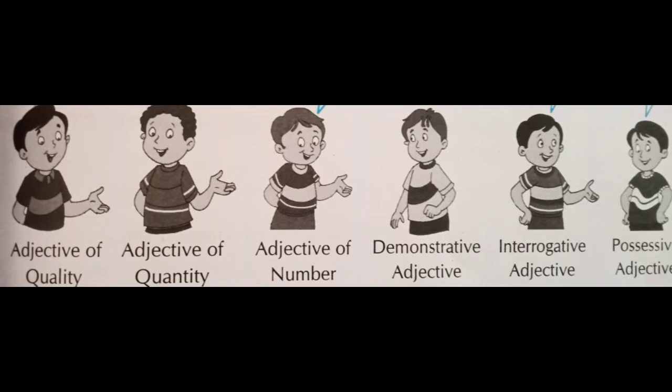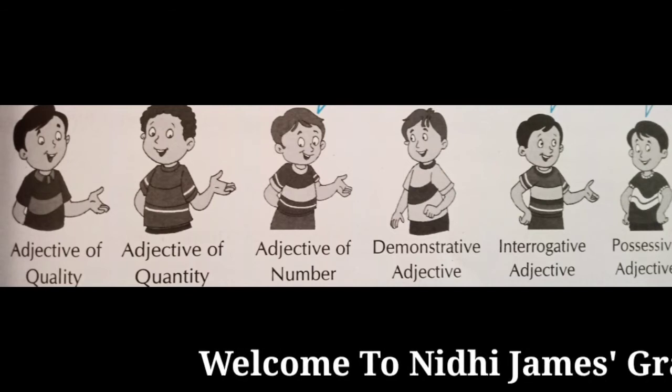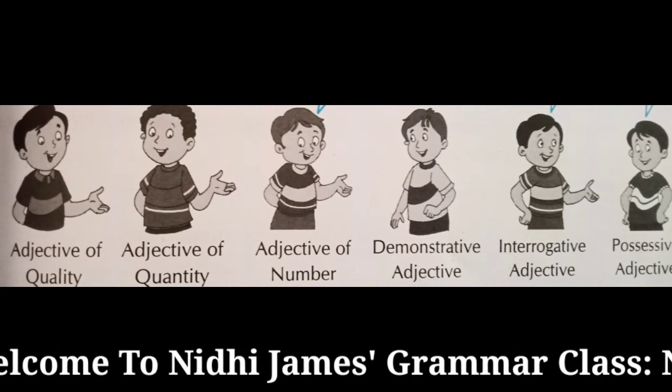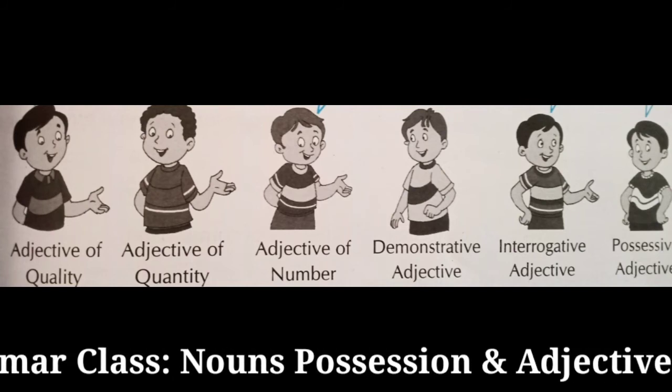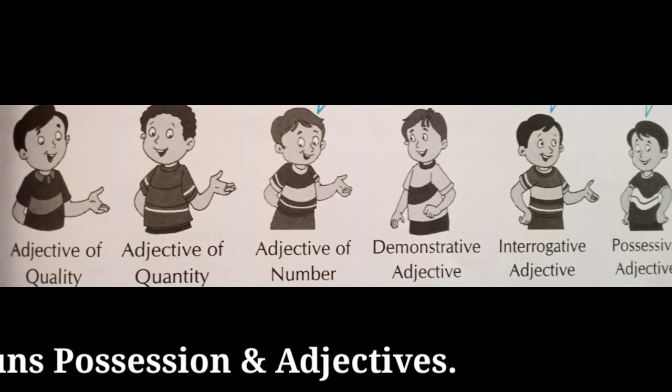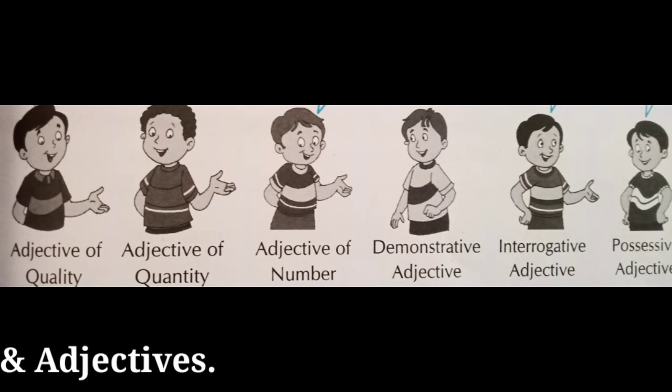Examples: Rohit is flying a pink kite. Pink is the adjective. It was an interesting movie. Interesting is the adjective. Father bought 4 chocolates for me and my sister. 4 is the adjective.